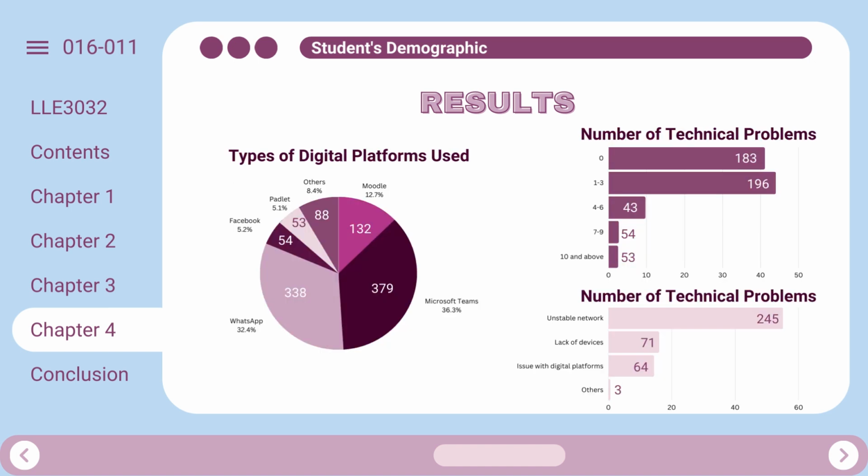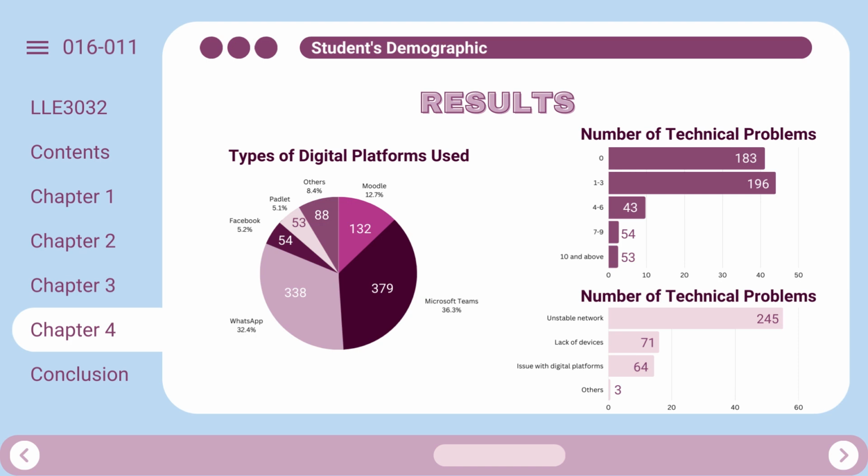Regarding the digital platform, 379 students responded that the most used digital platform is Microsoft Teams, followed by WhatsApp. The lecturers also use digital platforms other than those stated, such as Zoom, Google Meet, YouTube, and Telegram. Overall, Microsoft Teams is a collaborative application used by most respondents during the online course.